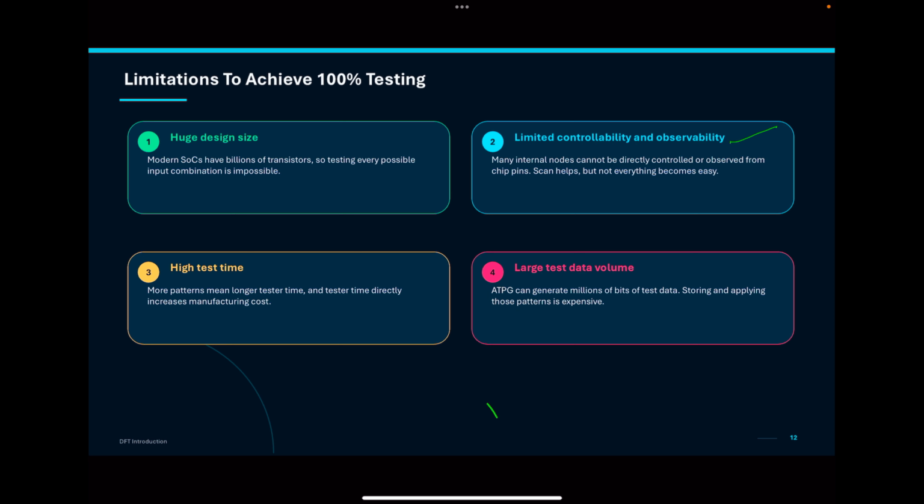So, achieving 100% testing isn't just limited by technology. We are also constrained by design complexity, accessibility, test time, and data volume. That's why the real goal is to maximize test coverage while keeping cost and test effort practical.